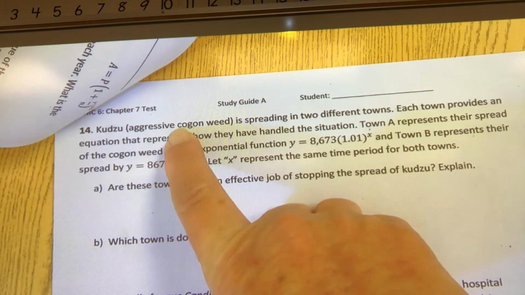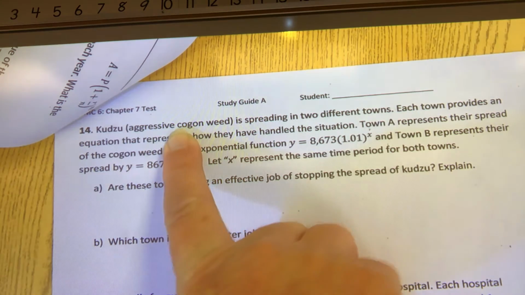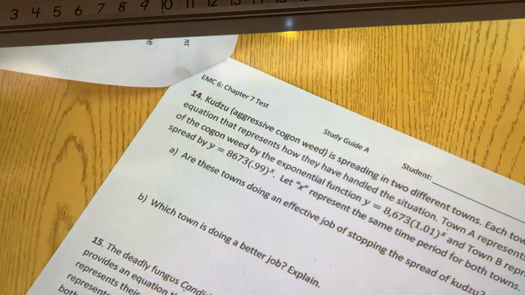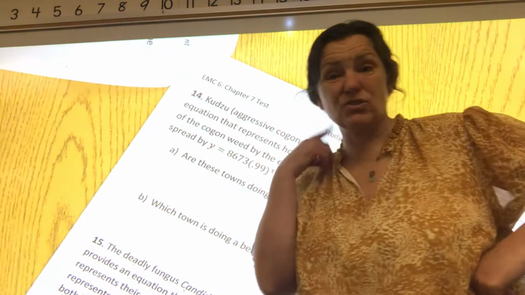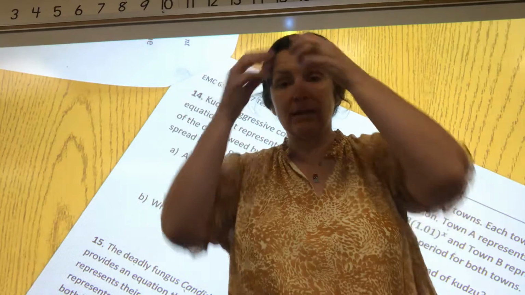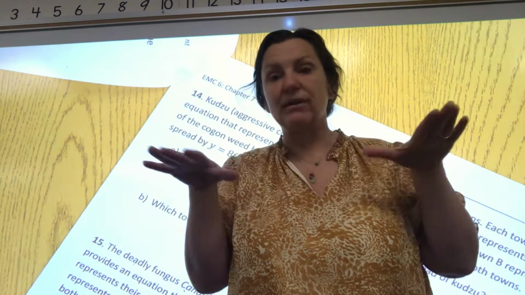It's a weed, it almost looks like ivy to me. But it's aggressive, and it literally takes over the land. It grows over trees, and once it grows over the tree, it literally suffocates the tree. The tree can't get any light or anything, the tree dies. It just kills everything in its path.